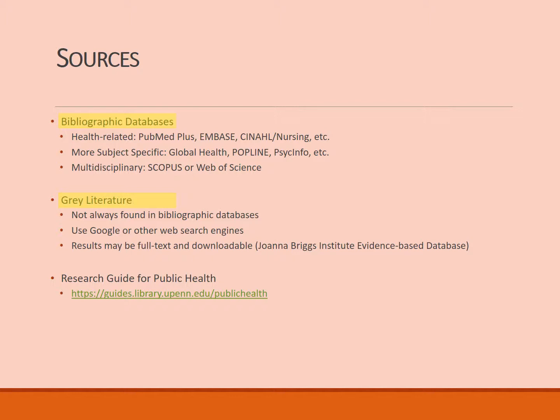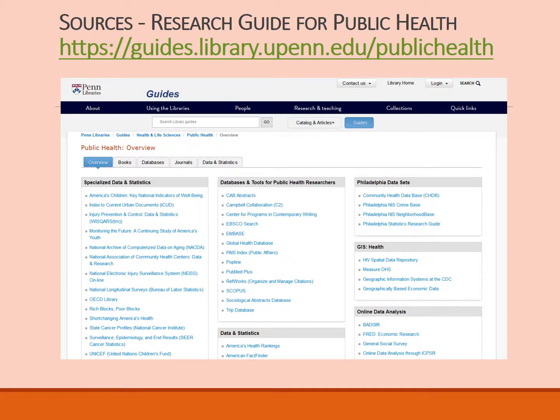Examples are the RAND Corporation, a think tank in Santa Monica, California, the Pew Charitable Trust, and the Kaiser Family Foundation. These organizations conduct research on many socially relevant topics, including health issues. The library has developed a public health guide. It includes resources that may be especially helpful as starting points for searching or to find additional information once you've finished searching the bibliographic databases.